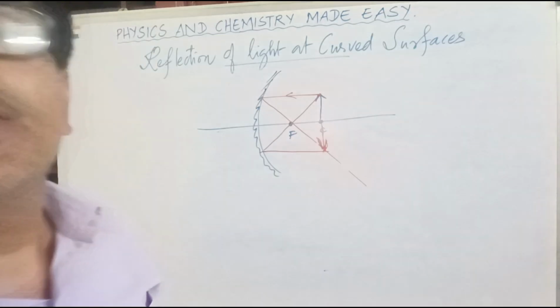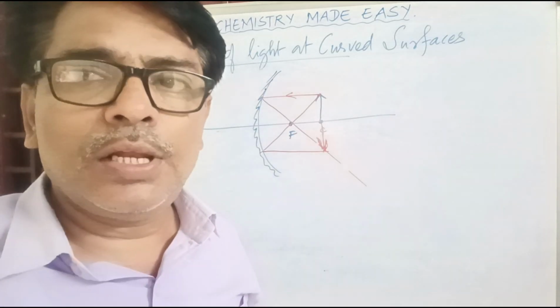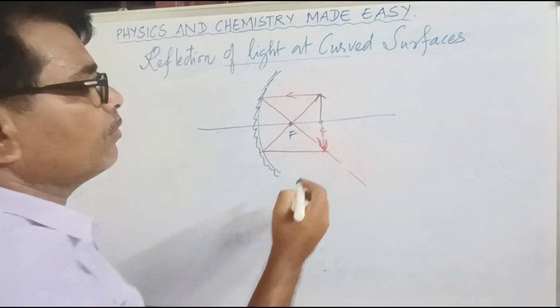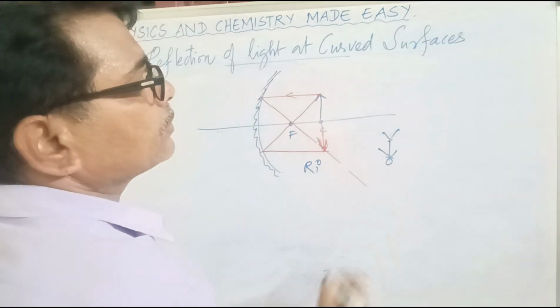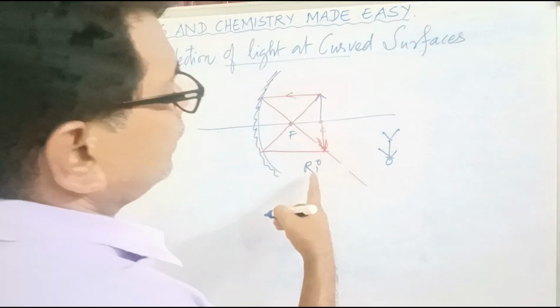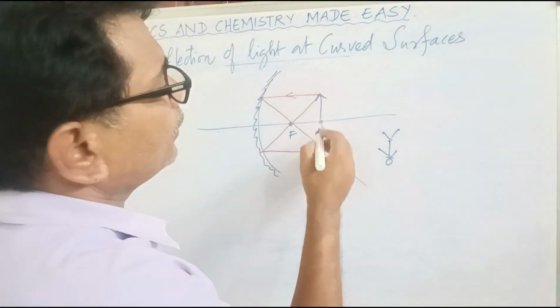On C, on C. What are the characteristics of this image? Real, inverted, same size. Yeah, very good. Real, inverted, because it is inverted. Inverted is always real. Now what happened? It is of same size.